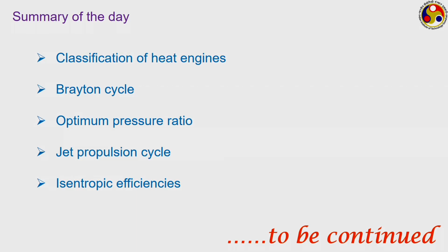So, in the next lecture, we shall be first solving a numerical example using the concept of isentropic efficiency, and then we shall be moving on to identify the ways of improving the performance of the ideal Brayton cycle.